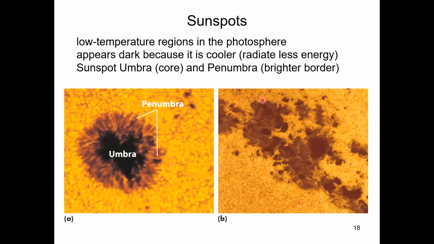So let's look at sunspots then. Sunspots are actually low temperature regions in the photosphere, and they appear dark because they are relatively cooler. So mind you, anybody who has observed sunspots through a telescope with a filter? No one?